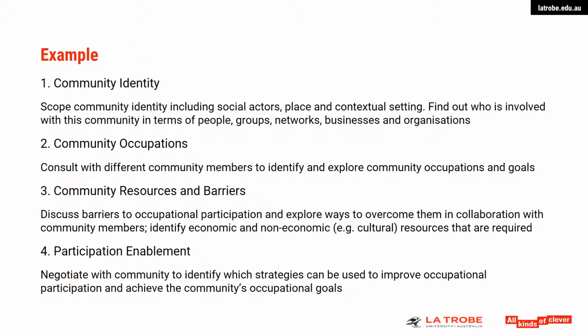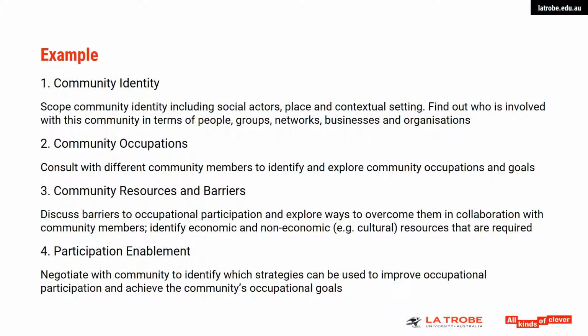Now let's talk through an example of how you might apply the community-centred practice framework to your population health project. In the first component, community identity, you would scope community identity, including social actors, place and contextual setting. You would find out who is involved with the community in terms of the people, groups, networks, businesses and organisations. In the second component, community occupations, you might consult with different community members to identify and explore the community occupations that they perform and participate in, and to identify their community's occupational goals.